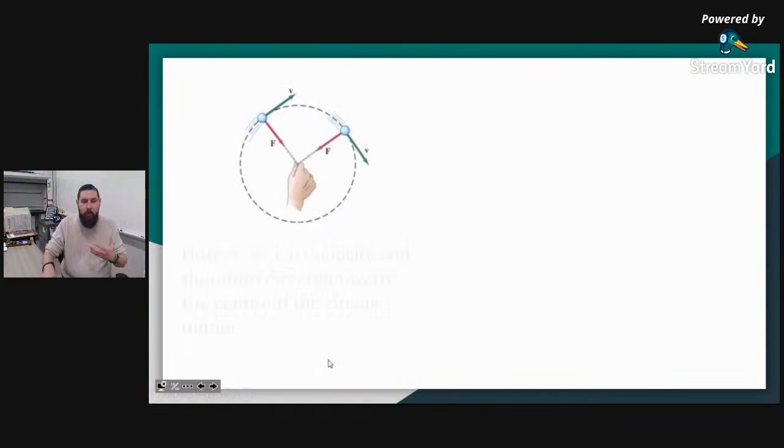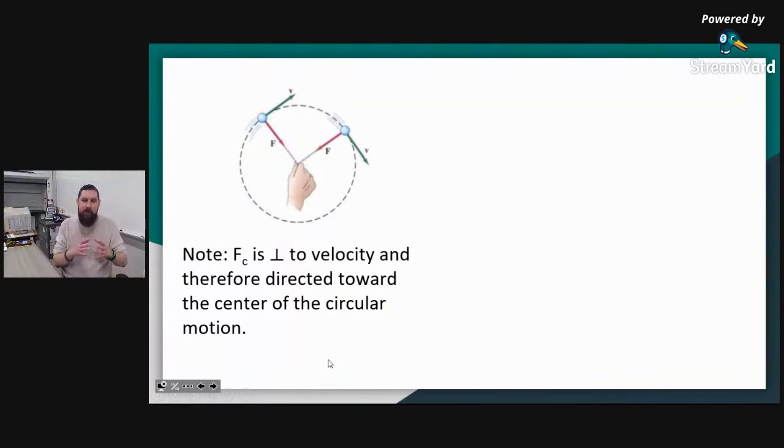First off, when we look at force centripetal, F sub c, because it's along the same vector component as our centripetal acceleration, it is also going to always be perpendicular to the velocity vector anywhere along that circular path. So as you can see in this, force centripetal is perpendicular to velocity, and therefore directed towards the center of the circle or center of circular motion anywhere along that circular path.